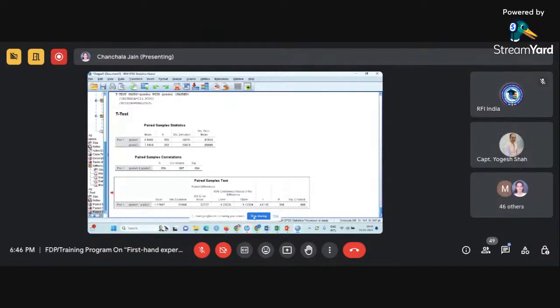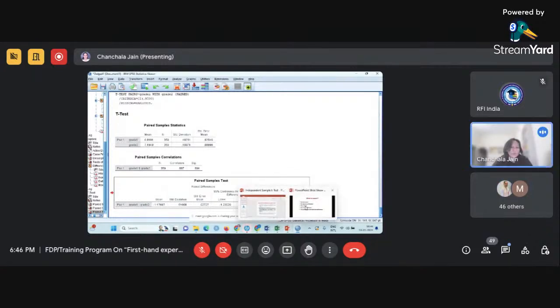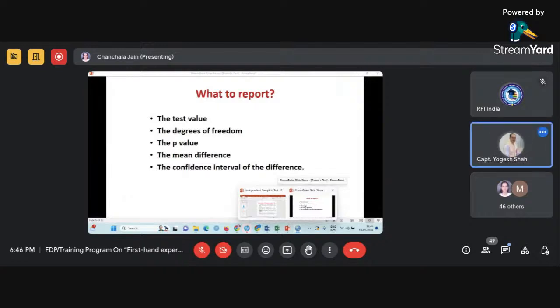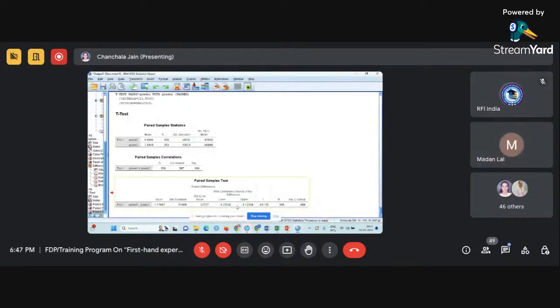Yes, sir. Madam, you had explained some time back the 5 important things required when we conduct this test to write in the research paper. Could you please name them again? Yes, sir. First one was the t value, then the degrees of freedom, then p value, mean difference, and confidence interval of difference. Okay, the last one I had missed. Thank you.